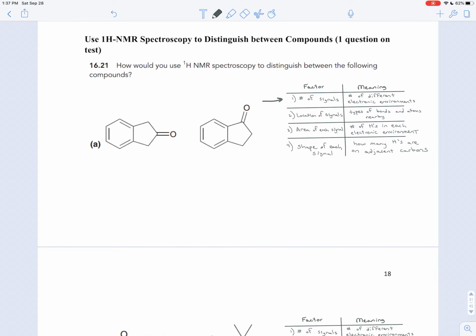First check the number of signals, and if those tie, then look at the location of the signals. If those tie, look at the area. If that ties, look at the shape. But if it doesn't tie somewhere up here, then you don't have to consider the other factors. If the number of signals is different, then that will tell the molecules apart. So here you're just looking at each of these four factors one at a time.